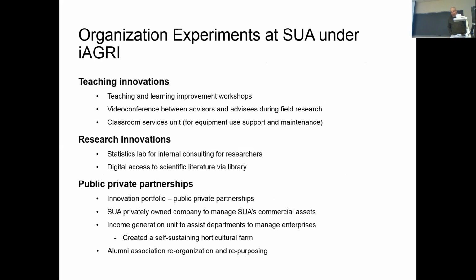He started up a university-owned private company to manage the land assets. He started up an income generation unit to help the departments manage some of their income generation. Like in their soils department, they were doing soils testing and they were trying to charge money, but the business model really wasn't there. So this unit helped them develop a business model so that you could sustain the whole thing, buy supplies and keep the whole thing going.